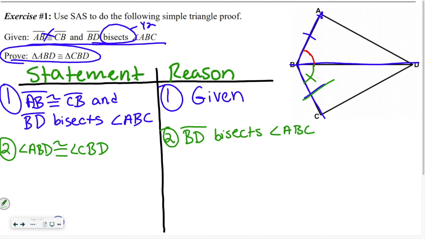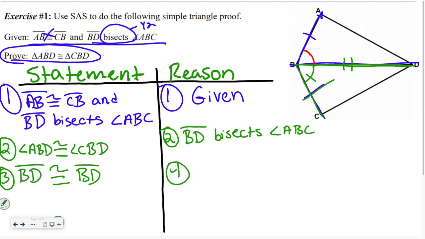Okay, so now I have a side, I have an angle, and I need another side. Notice that the angle needs to be in between two sides, so the only other side I have left is side BD. And what is side BD equal to? Well, notice that BD is in both triangles, so BD is actually congruent to itself. So statement number 3 is that BD is congruent to BD. And the reason for that, well, remember when something is equal to itself, we call that the reflexive property.